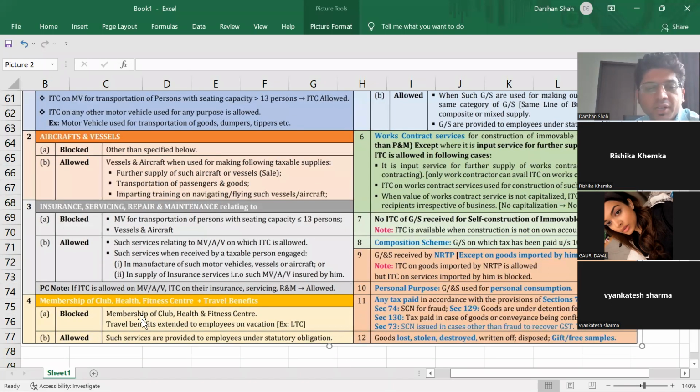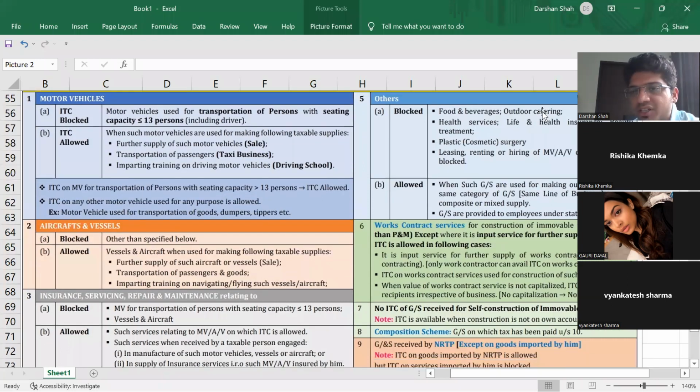Fourth one, membership of club, health, fitness center and travel benefits are not allowed, even if it is for business purpose. If you have taken corporate membership of a club and you are paying input GST on that, it is not allowed, because that is not actually for furtherance of business. That is for the luxury purpose of your employees. So that will not be allowed.